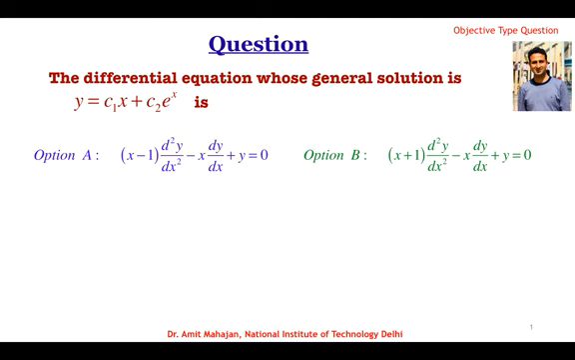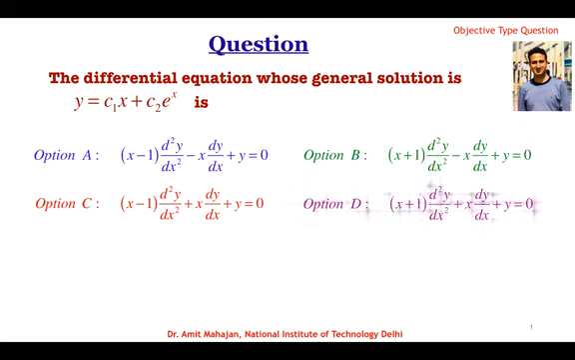Option C is (x − 1) d²y/dx² + x dy/dx + y = 0. And option D is (x + 1) d²y/dx² + x dy/dx + y = 0.